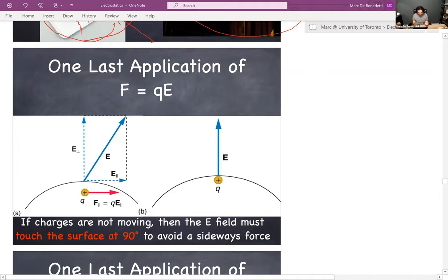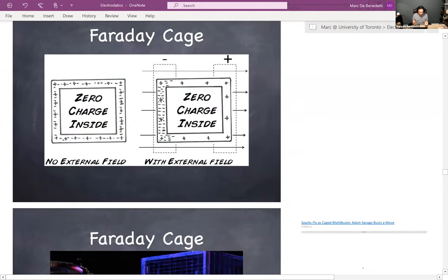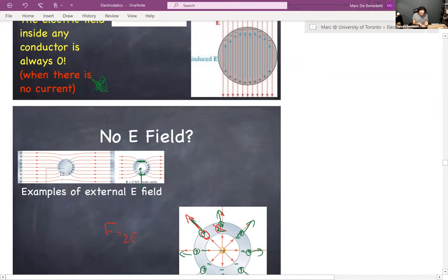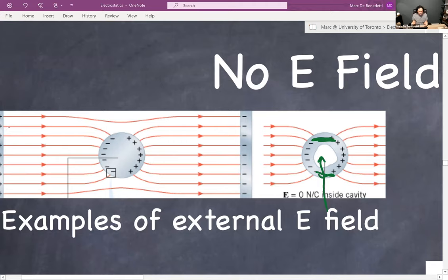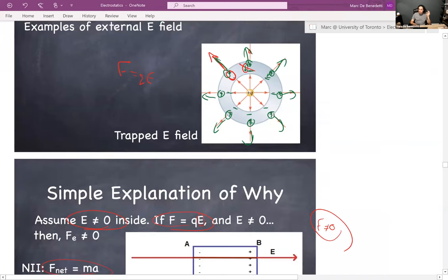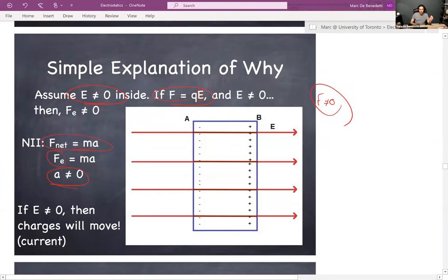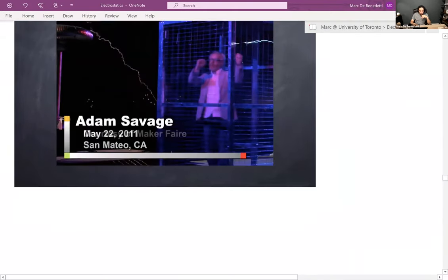It must. And for those of you who had a keen eye, a few slides previous, you will have noticed that the electric field lines, when they came in, bent to meet the conductor. This was not done by accident. This was not a mistake by the illustrator of this figure. This was done on purpose, because part of the equation F equals QE dictates that they must bend and meet the surface at a 90 degree angle. So why is this true?